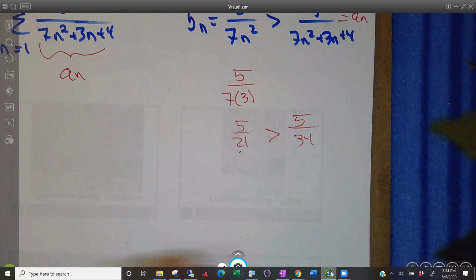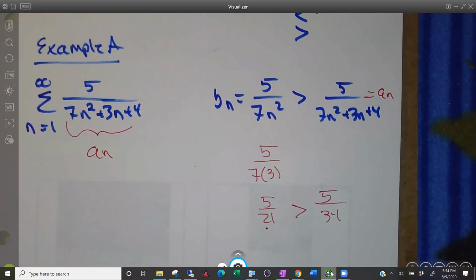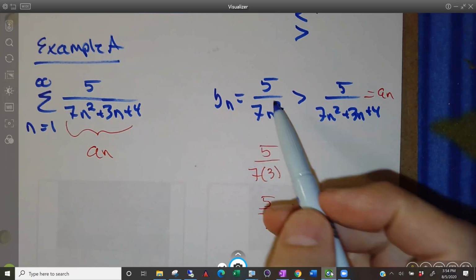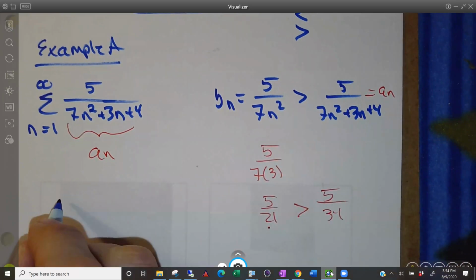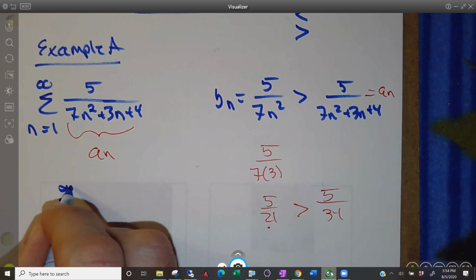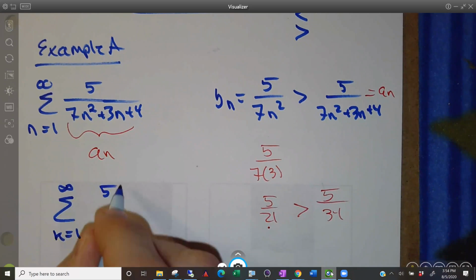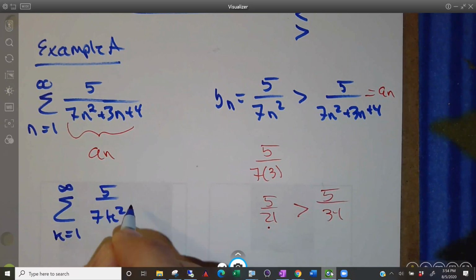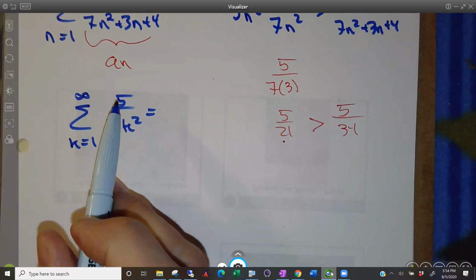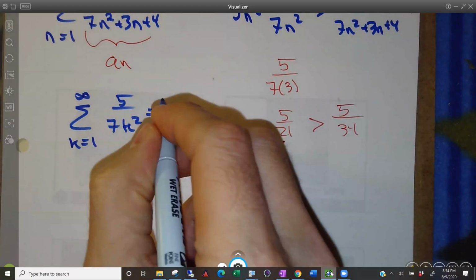Okay, so how does that help me? Well, that helps me because I can think of something with this series. In fact, what do I know about that series? The sum from, let's do k equals 1 to infinity, just for giggles, 5 over 7k squared. The 5 and the 7 are constants, so I can bring that out here.